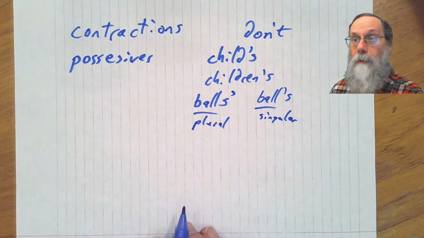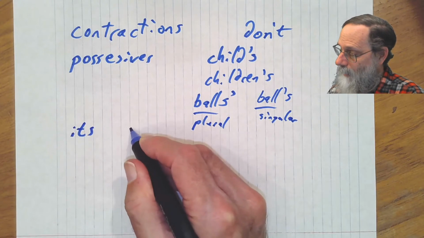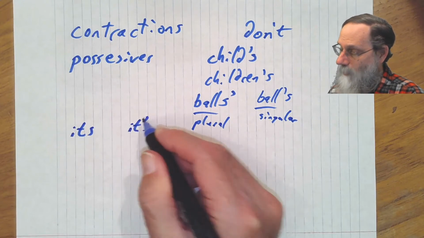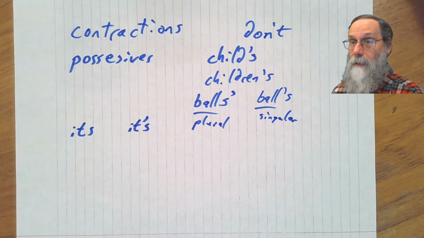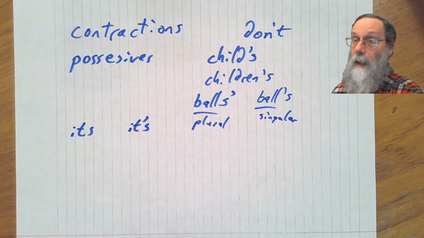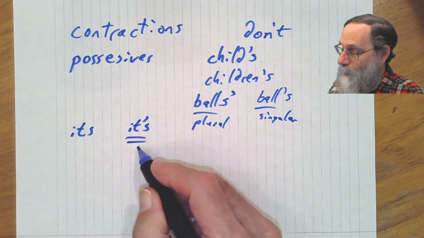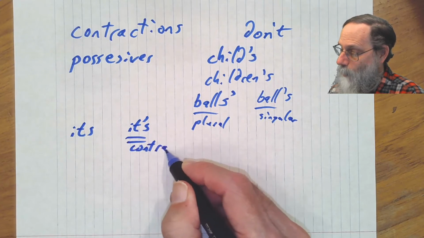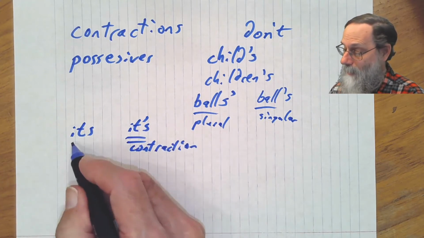Now, a couple of problems. One that causes a lot of people difficulty is its. The problem is that we have two different meanings for its. There's the possessive, and then there's the contraction for it is or it has. The contraction is the one that gets the apostrophe.